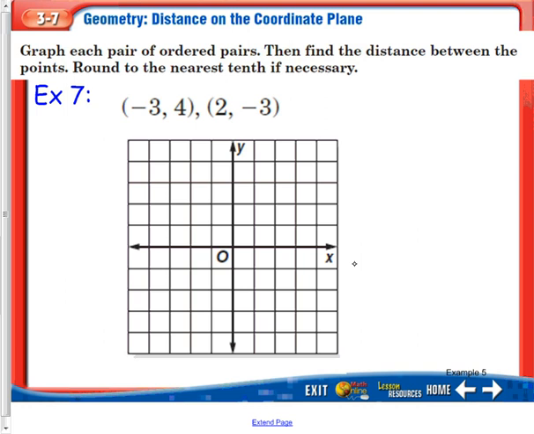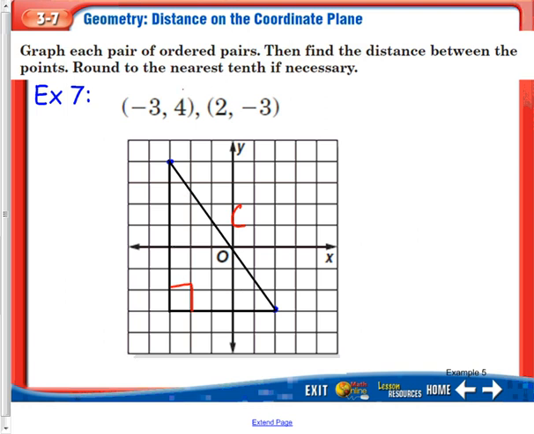And for example 7, we're going to go ahead and do -3, 4. So left 1, 2, 3, and up 1, 2, 3, 4. And then we're going to go to the right 2, 1, 2, down 1, 2, 3. Okay, and go ahead and connect your points. We can make this a little bit straighter. And then we want to remember that this is a right triangle, and that's what's allowing us to find out the distance c between those 2 points.